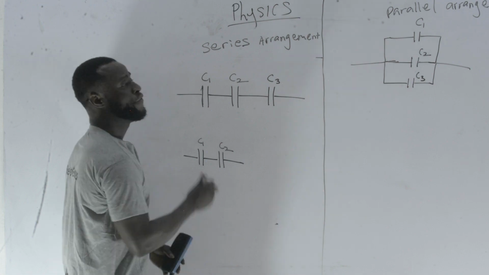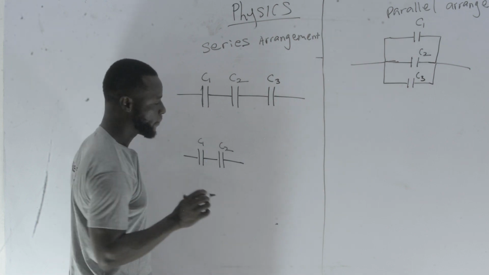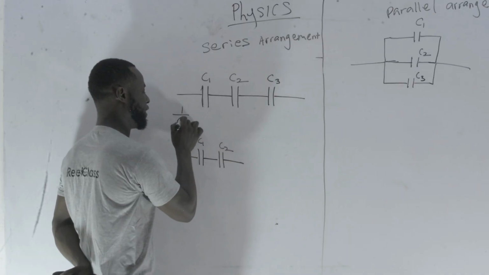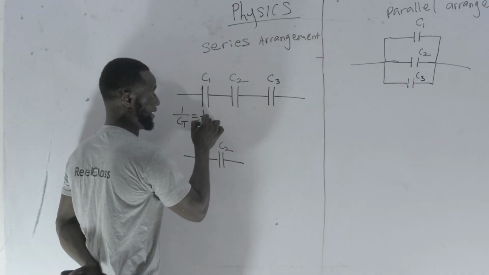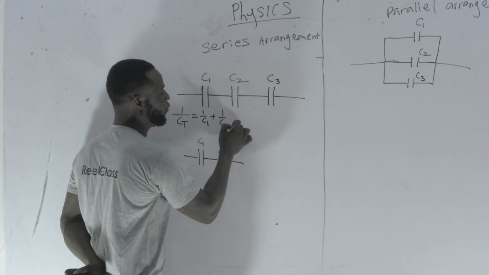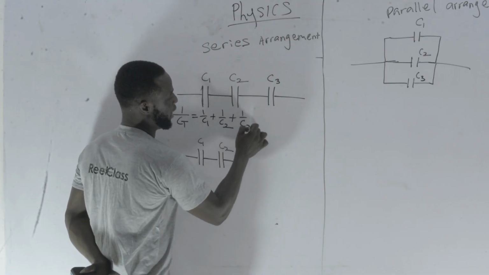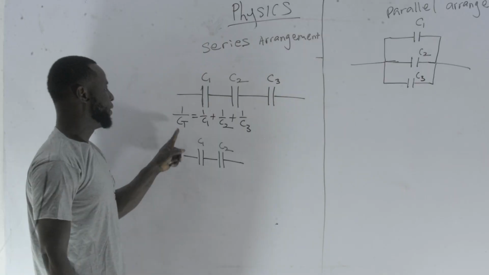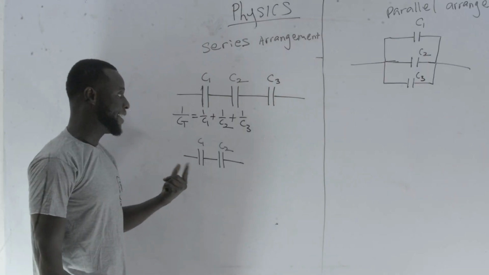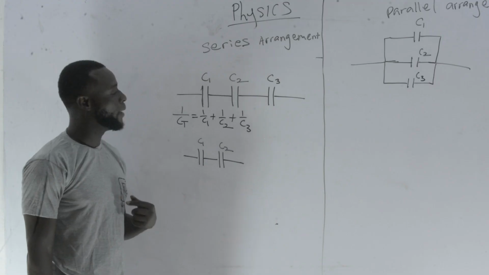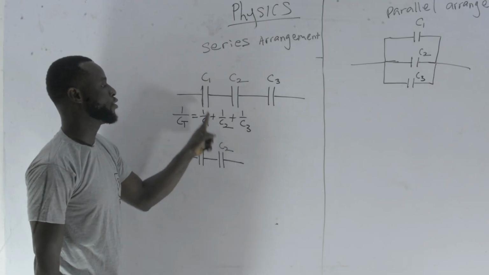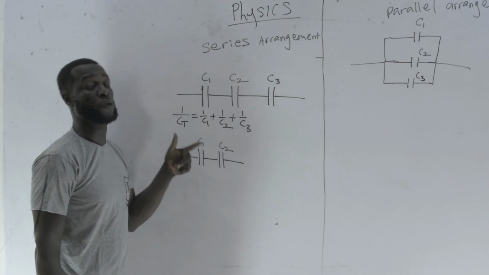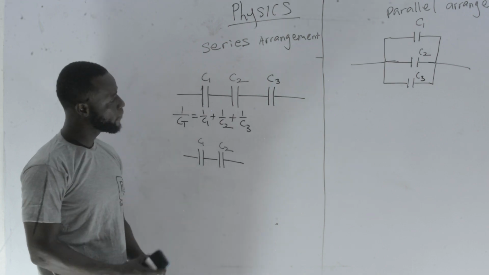Now, for capacitors arranged in series, the total capacitance basically is 1 over C total will be equal to 1 over C1 plus 1 over C2 plus 1 over C3. If they were to be 4, plus 1 over C4. So this is my C total, which is the total capacitance or the equivalent capacitance or the resultant capacitance. Once I add these up mathematically with the values they're giving me, then I'll make this C T the subject of the formula, then I'll get my answer.